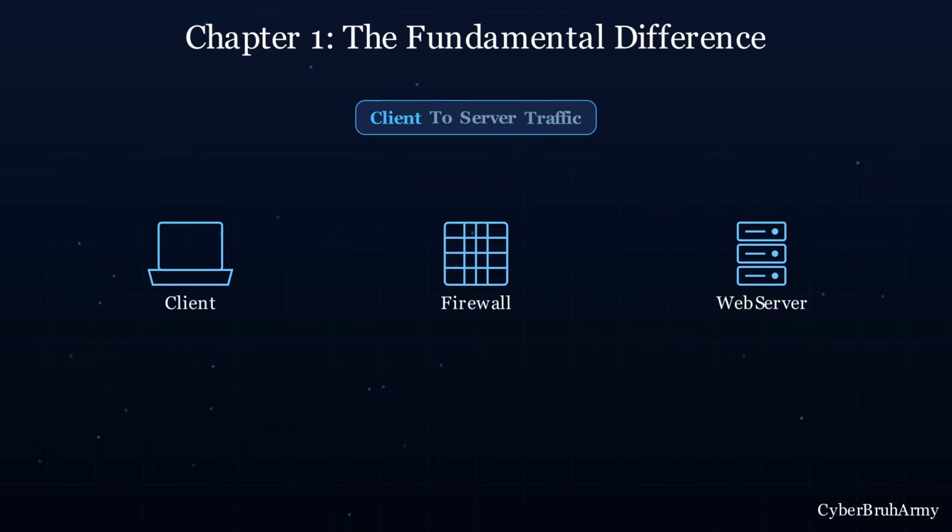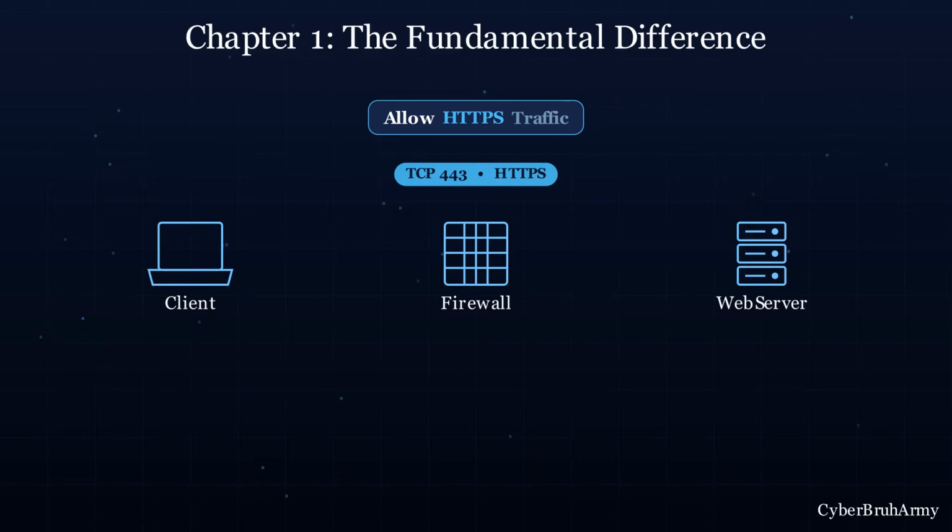Imagine a client sending traffic toward a web server through a firewall positioned between them. Both firewall types can inspect basic packet information such as source address, destination address, protocol, and port number. For example, a rule may allow TCP traffic destined for port 443, commonly used for HTTPS. The important question is what happens next, when the server sends a response back to the client.